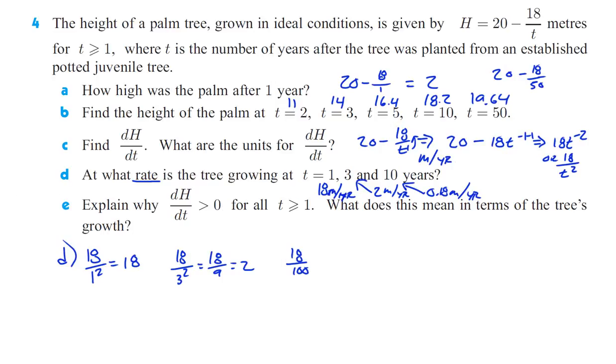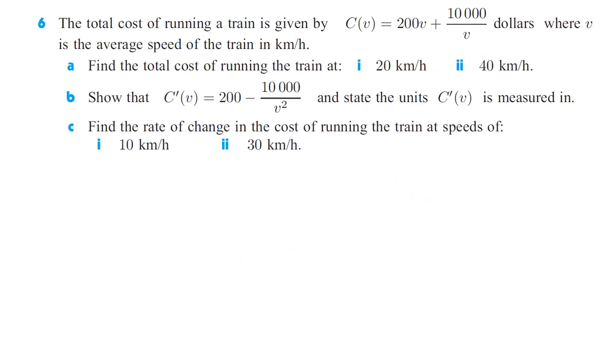All right, let's take a look at number 6. All right, total cost of running a train is given by this, where v is the average speed of the train in kilometers per hour. Okay, find the total cost of running the train at 20 kilometers an hour and 40 kilometers an hour. Okay, so again, it doesn't say anything about rate of change like it does down here in C. So that means we're just going to plug it straight into the original equation.